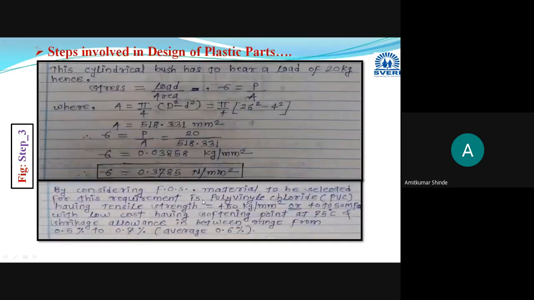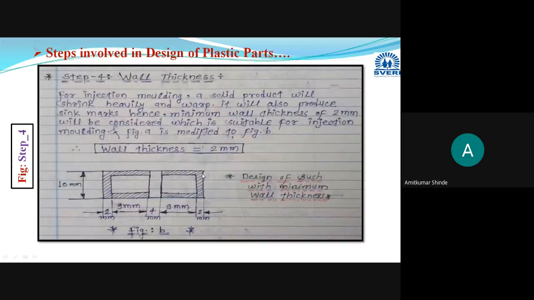Now the next, that is the fourth stage. Already we have discussed that the first very important aspect while designing any plastic part is the consideration of the wall thickness. You can say it is the minimum wall thickness. Now, as we are going to use injection molding for manufacturing this.